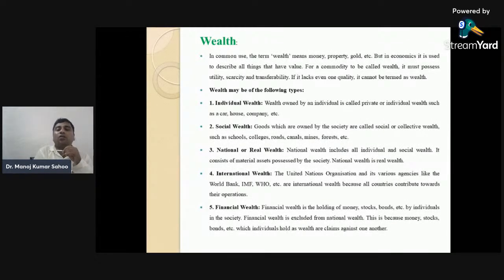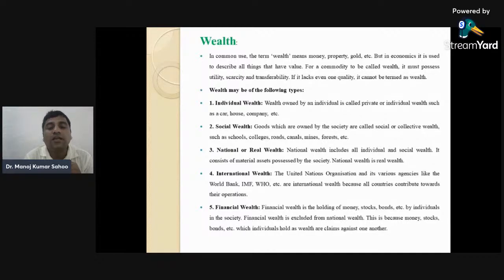National wealth includes all the individual and social wealth. National wealth means the wealth which belongs to the nation, to the country. It consists of material assets possessed by the society. National wealth is the real wealth because it is always measured in terms of real things, that is, in terms of goods and services. So that is national or real wealth.